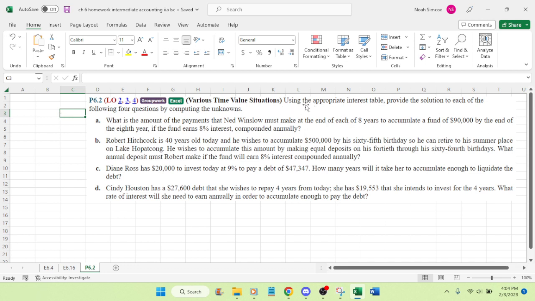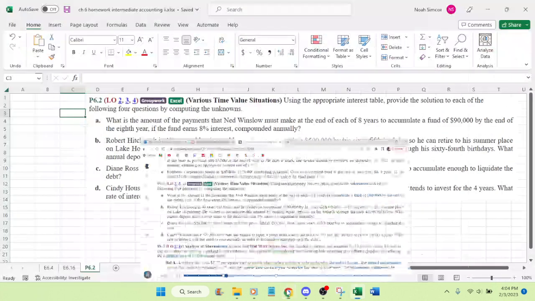Interest table? Screw you. I'm using Excel. I'm using Excel formulas. You really think we're going to use tables to do these questions? Oh my gosh.